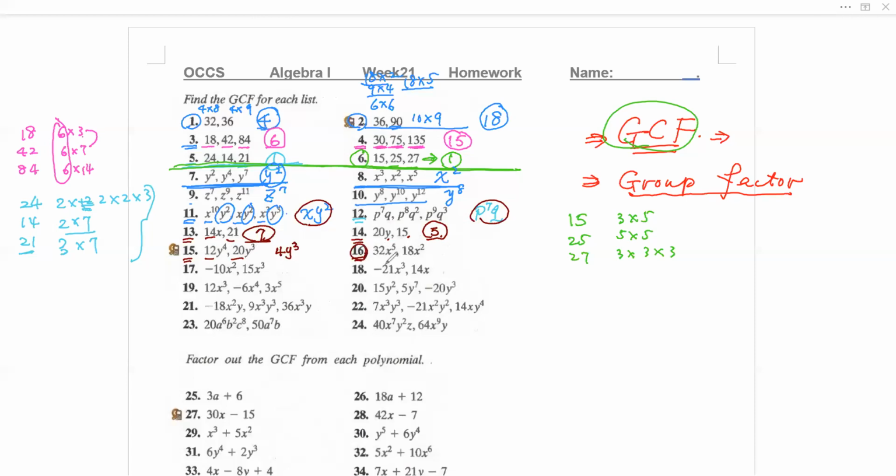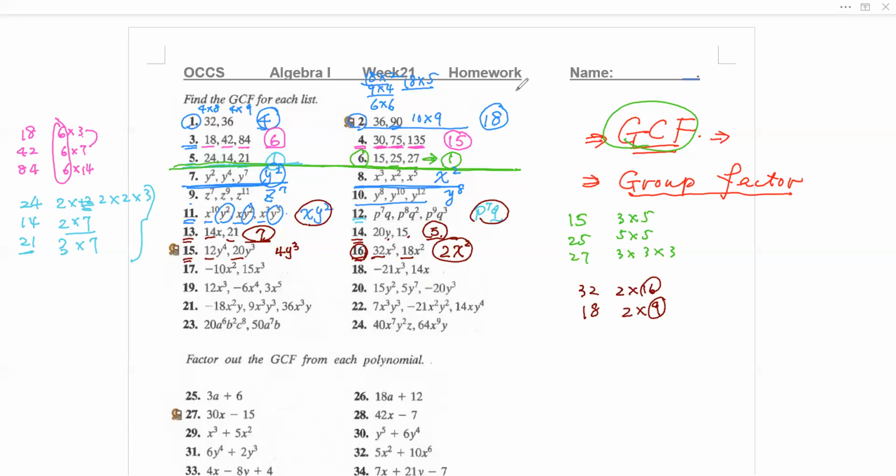See 16 here. 32, 18. 32, 18. Oh no, sorry. 32, 18. Here it's only 2 times 16 and 2 times 9. 16 and 9 have nothing in common. They are prime to each other, right? So the greatest common factor is 2 here. So the rest is x power 5, x power 2. So x squared is the greatest common factor. So up to now, we can find this one easily.